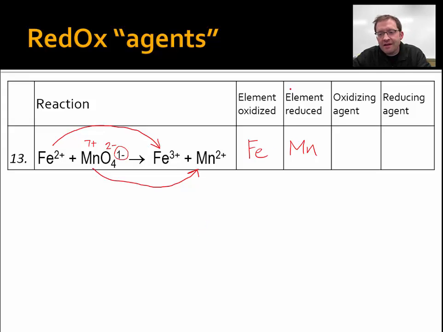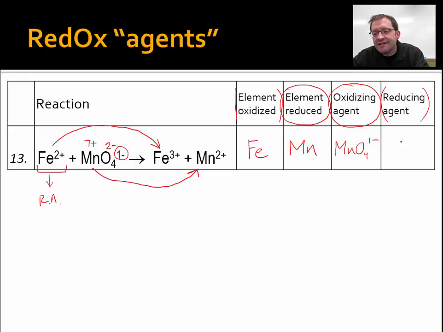Now, since the element being reduced is manganese, it's part of the oxidizing agent. And so in this case, manganese is part of the permanganate ion. And I would go ahead and list it as such here. Okay? The whole ion is the agent. Likewise, since iron is being oxidized, as we see here, it's part of the reducing agent. And so this iron at the beginning, remember they have to be on the left side, would be acting as the reducing agent. And in this case, that's iron as the ion 2 plus.